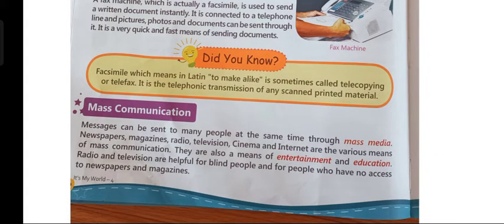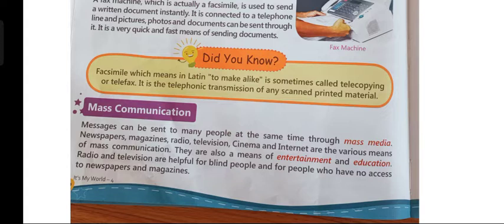Now, children, lastly, we will study about mass communication. Messages can be sent to many people at the same time through mass media. Newspapers, magazines, radio, television, cinema, and internet are various means of mass communication. They are also a means of entertainment and education. Radio and television are helpful for blind people and for people who have no access to newspapers and magazines.